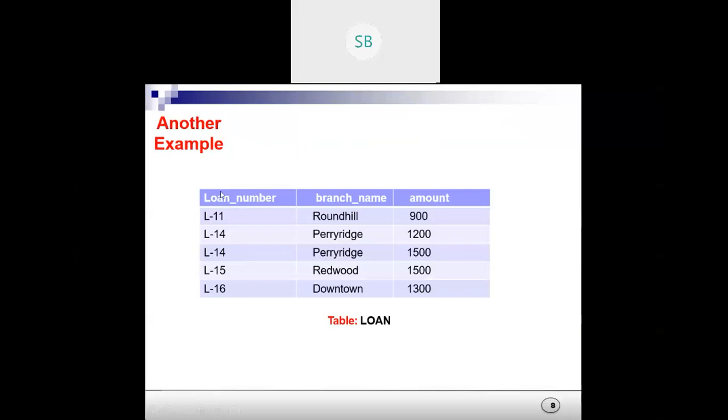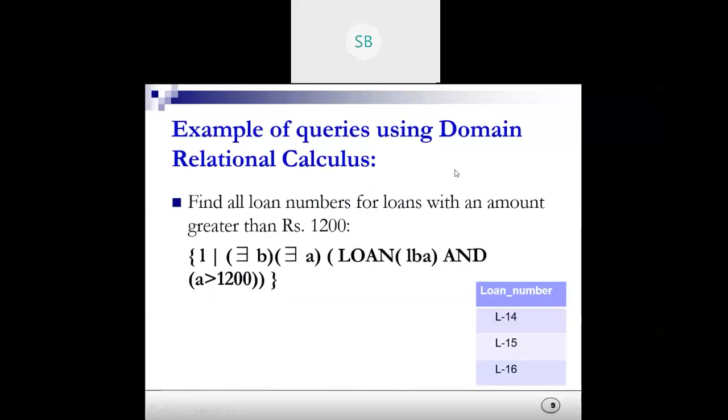So we are referring to domain variables: L for loan number, B for branch name and A for amount. We have to find the loan number L such that there exists B, that is branch name, and there exists A, amount, and of which table? Loan, so (L, B, A) is in loan, that is loan number, branch name and amount. And the other condition is that the amount must be greater than 1200. So this is the convention they have used.